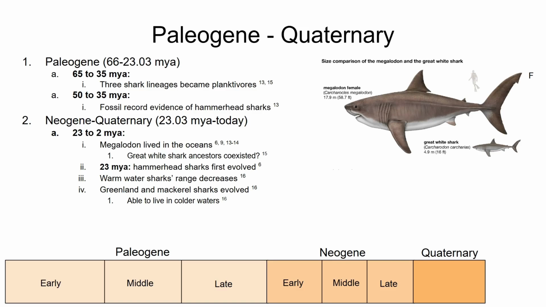Warm water sharks retreated from the Atlantic Ocean. Some other sharks, such as the Greenland and mackerel sharks, experienced genetic changes over time to live in colder water habitats. I have nothing for the Quaternary period, but it covers from 2.58 million years ago to the modern day.